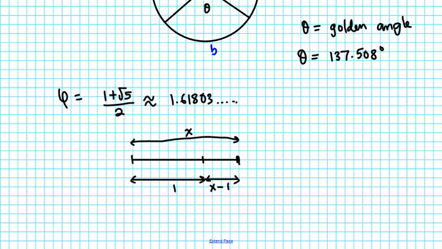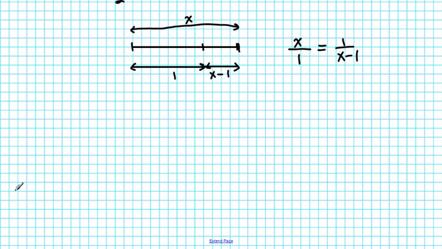For this segment, the golden ratio says that the ratio of the sum of the two sides, which is x, to the longest side, which is 1, because this side is obviously longer than that side, is equal to the ratio of the longer side, which is 1, over the shorter side, which is x minus 1. If I solve this, then we'll be able to know what the golden ratio is. Let me put it over here, and then I'm going to proceed to solve it.